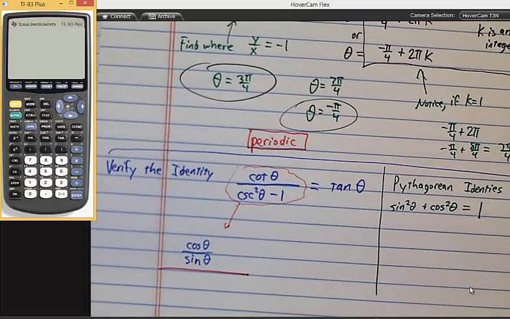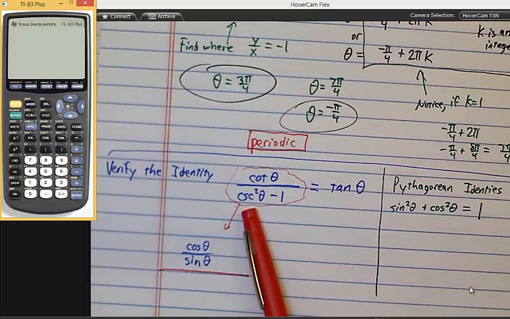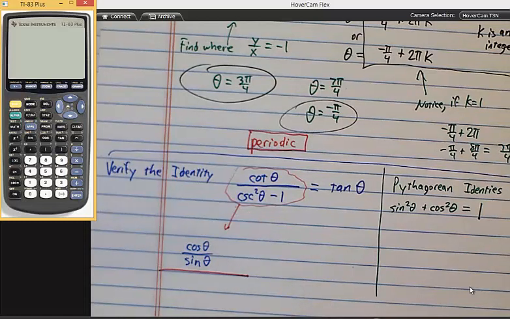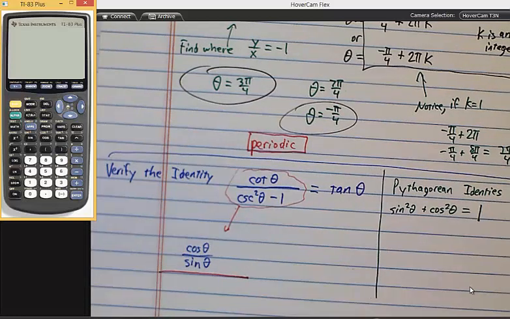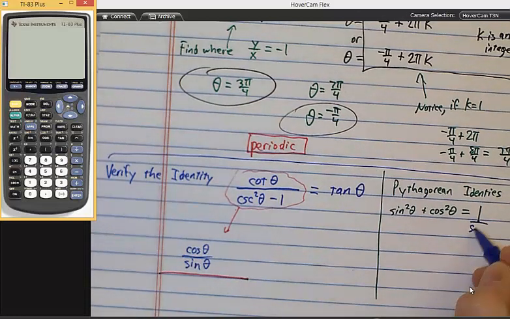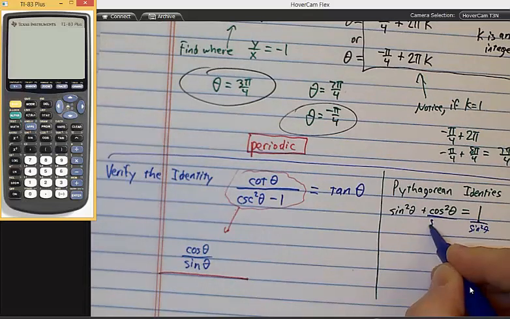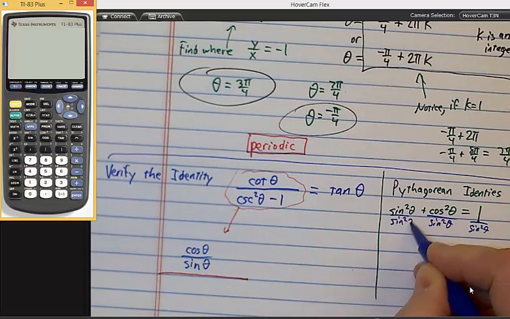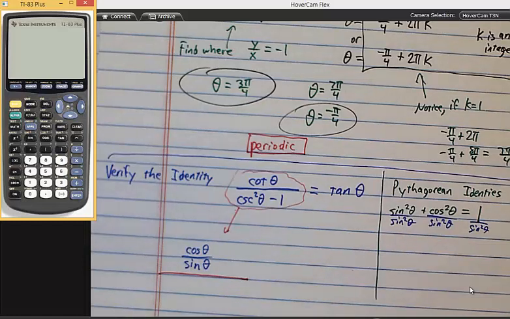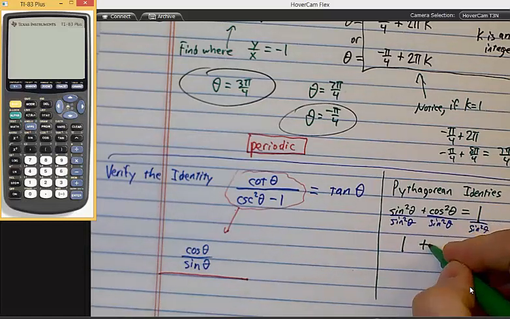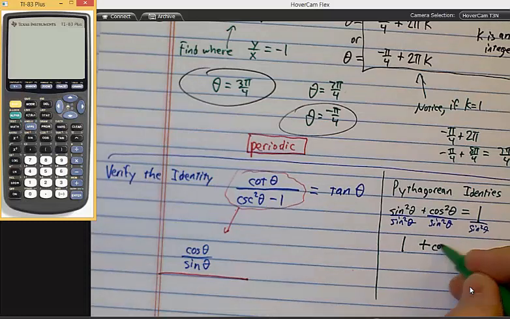Now, cosecant, what's that? Isn't that 1 over sine? So I want to get 1 over sine involved. What I would do here is take this Pythagorean identity and divide everything by sine squared. So what does it say now? Now it says 1 plus cotangent squared theta equals, oh, now I see what you're doing.